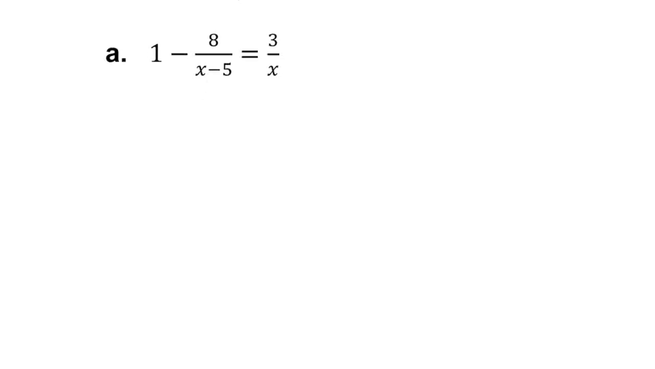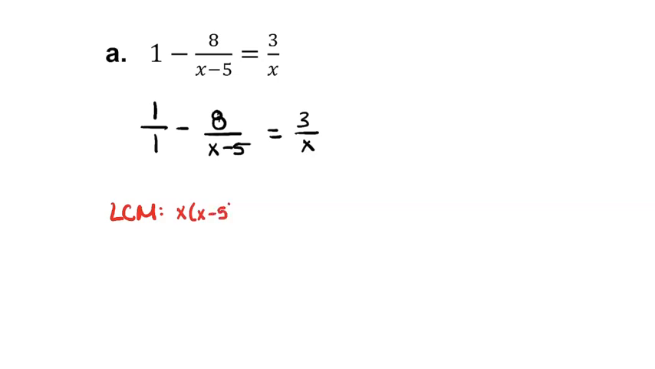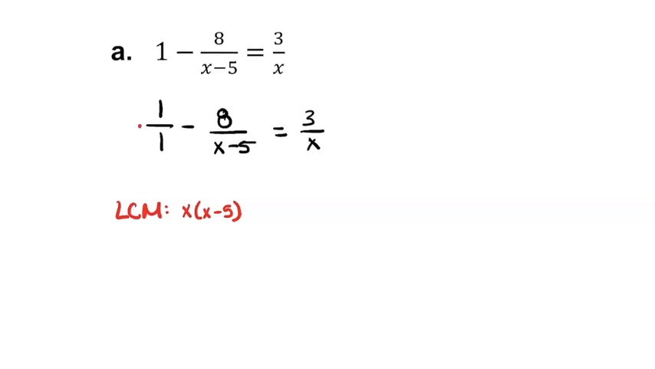So you can rewrite this equation as 1 over 1 minus 8 over x minus 5 equals 3 over x. If you look at all three denominators, our least common denominator would be x times x minus 5. So then you're going to make these all have that least common denominator. You're going to have x times x minus 5 over x times x minus 5 for this one. This one almost has that least common multiple, but we'll do x over x, and over here we'll do x minus 5 over x minus 5.